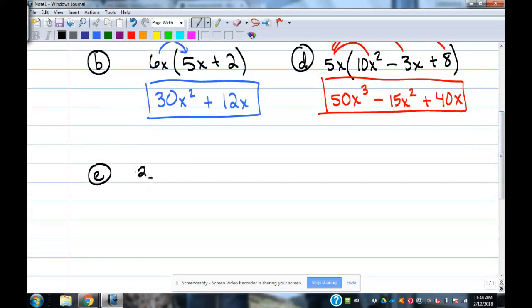What if we had a fraction out there, 2/3 x, parentheses, 12x squared minus 6x plus 9. Kind of picked some good numbers there, but is it any different? It's got the fraction, but as far as process goes, still doing the same thing. We're still distributing 2/3 x to all three terms. So 2/3 times 12. What's 2/3 of 12? And you can use a calculator. I'm not.